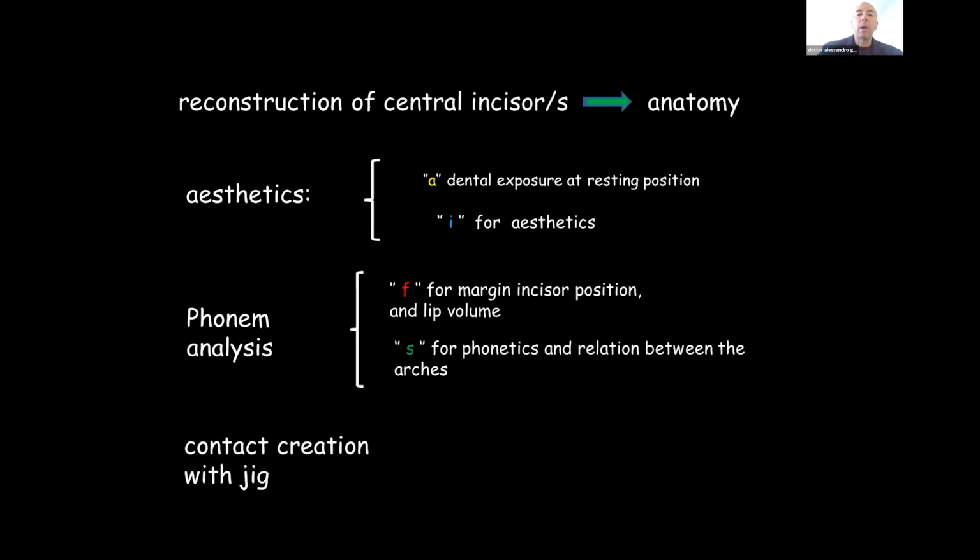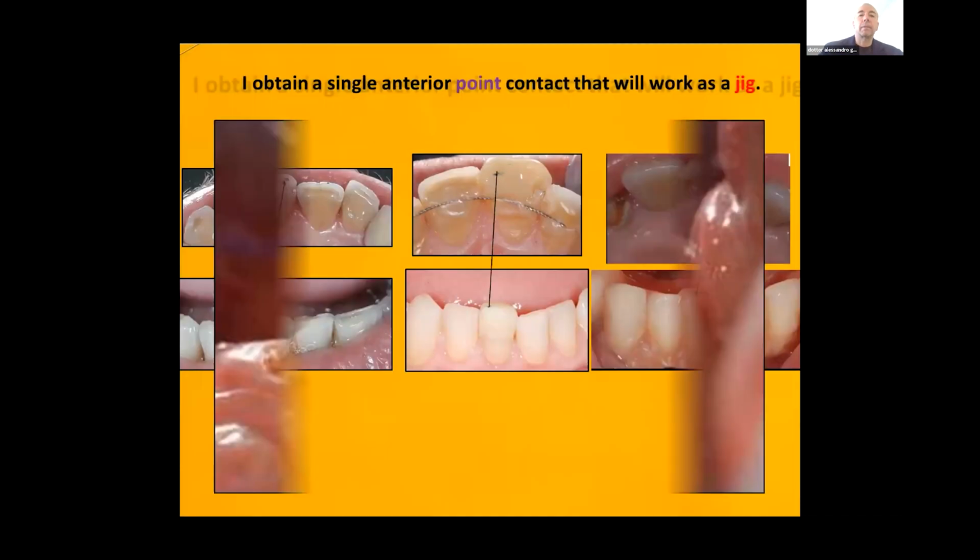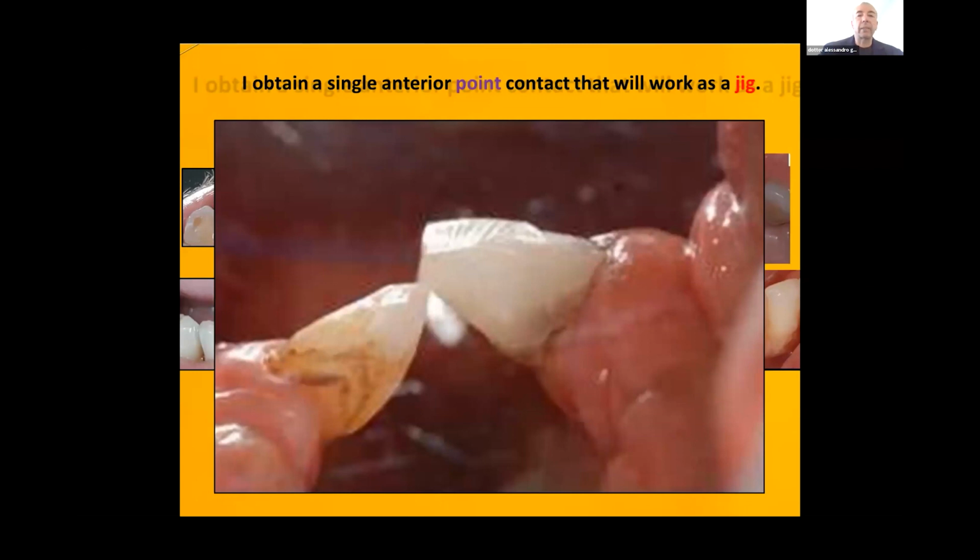Well, after customizing the dimension of the two incisors, we will obtain what? We'll obtain a jig, and the jig will deprogram. We relax the muscle of the patient, which means the jaw will start repositioning on the three-dimensional plane. So we obtain the contact like this, and this is a jig.